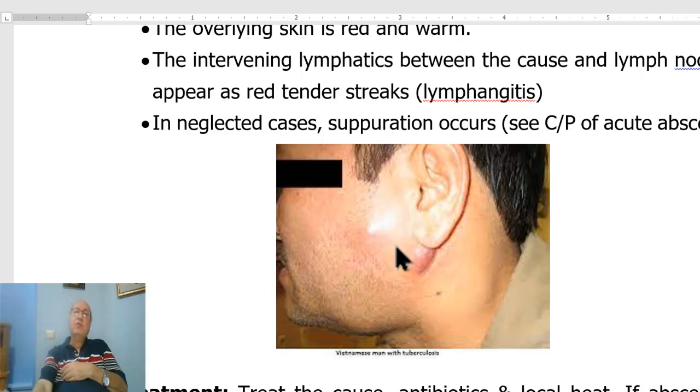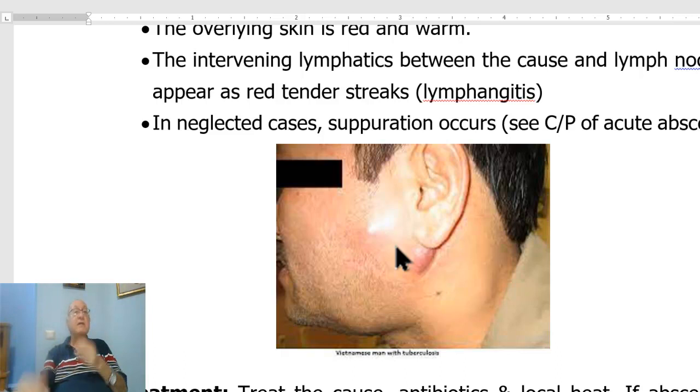We should divide the causes of lymphadenopathy into localized lymphadenopathy and generalized lymphadenopathy. Localized lymphadenopathy means enlargement of lymph nodes in one anatomical region. Generalized lymphadenopathy means enlargement of lymph nodes in more than one anatomical region. Localized or generalized lymphadenopathy can be divided into inflammatory and neoplastic.